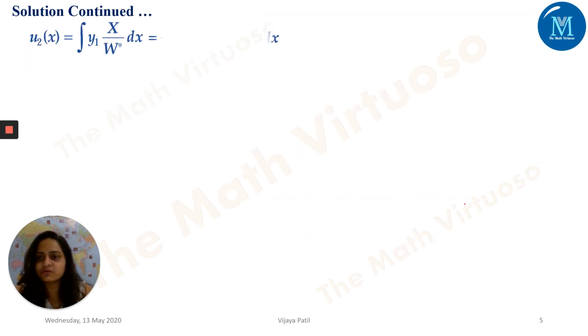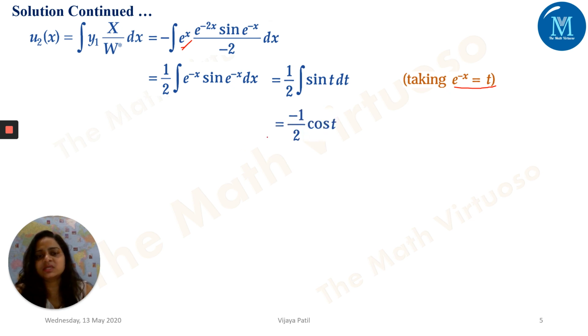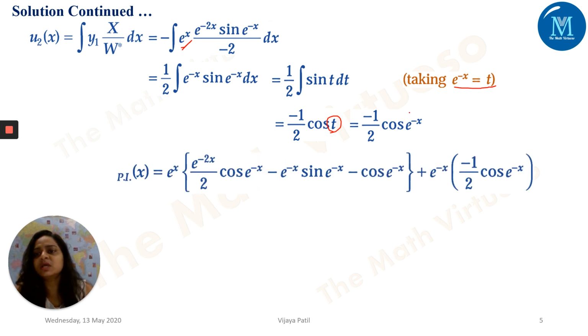u2 is integration of y1 X upon W star. So now y1 is e to the power x over here, and this capital X by this Wronskian function. Then you will just combine this e to the power minus x sine of e to the power minus x dx. Again, with the same substitution, it would be very simple for us now. It's 1 by 2 integration of sine t dt, which is nothing but minus 1 by 2 cos of t, which is very simple and straightforward. And then we will do the back substitution for this t. T has been replaced as e to the power minus x again, and we have got u2.